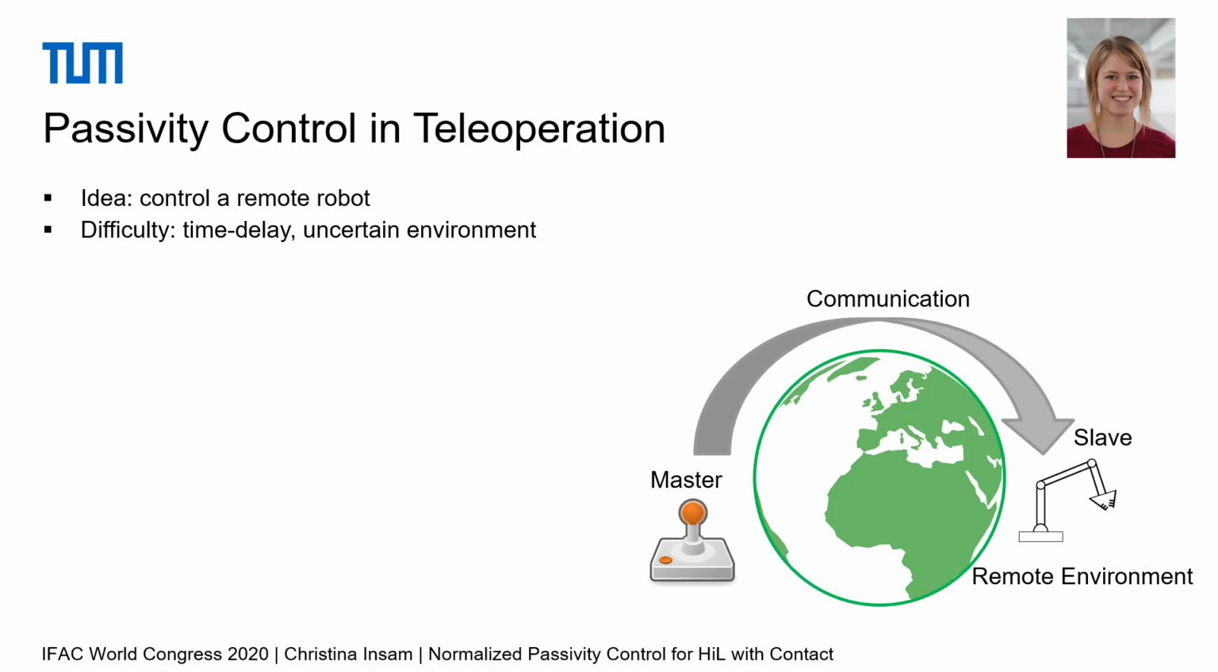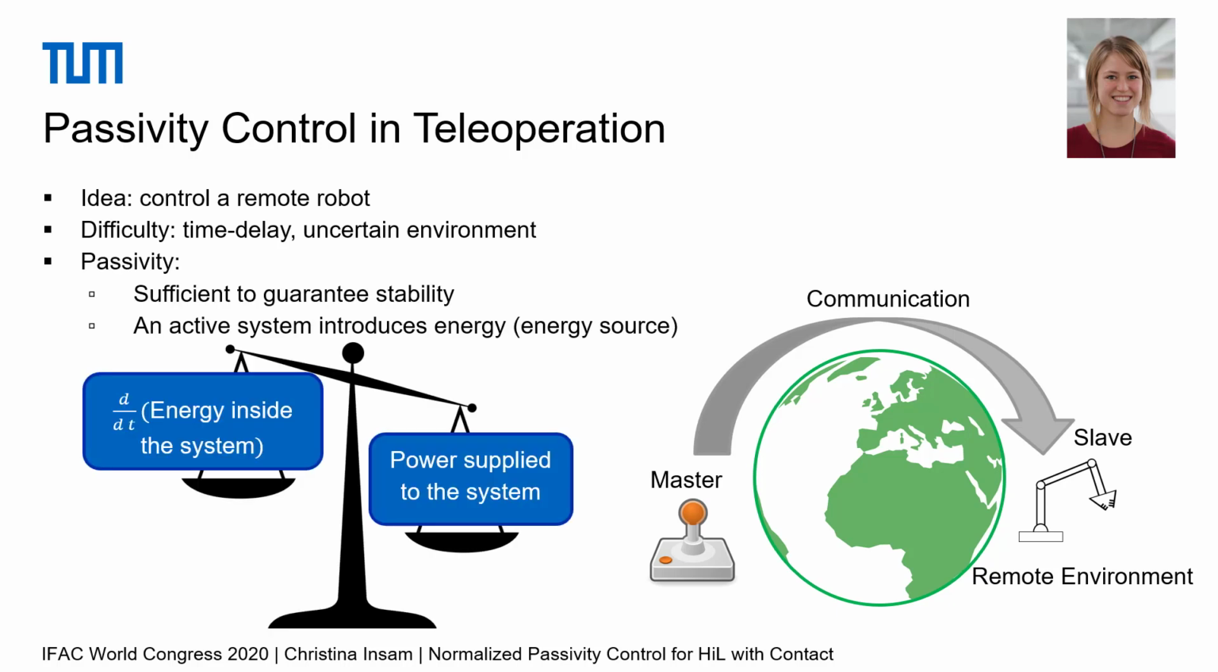So researchers made use of the concept of passivity. Passivity is a sufficient criterion to guarantee stability, and it says that the rate of change of energy inside the system must be smaller than or equal to the power that is supplied to the system. This condition basically says that a system is passive if it does not generate energy on its own.